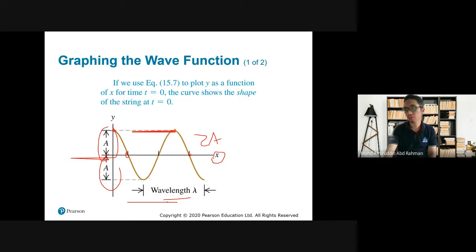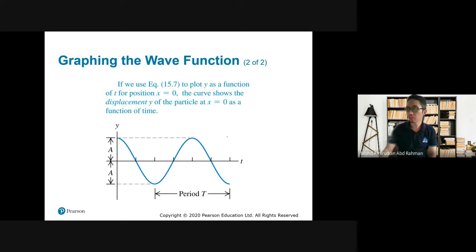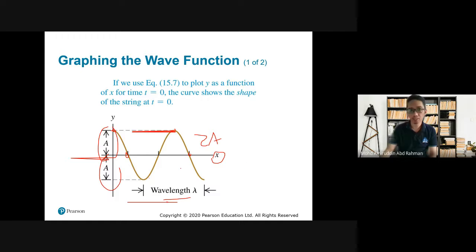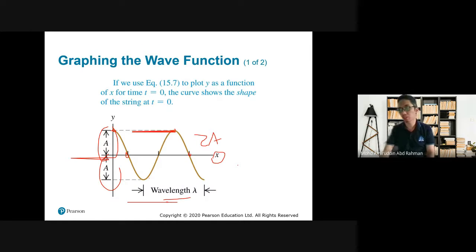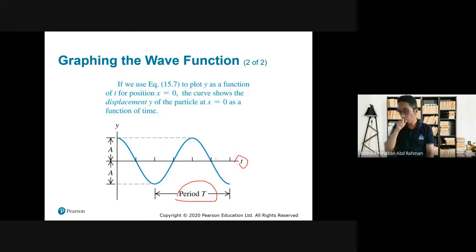We have another type of graph, which is based on time, t. It is similar to the wavelength, but over here we call that the period. If it is according to t, then we call that the period, but if it is according to x, then we call that the wavelength. That's the difference between the graph of the wave for the displacement and for the time.